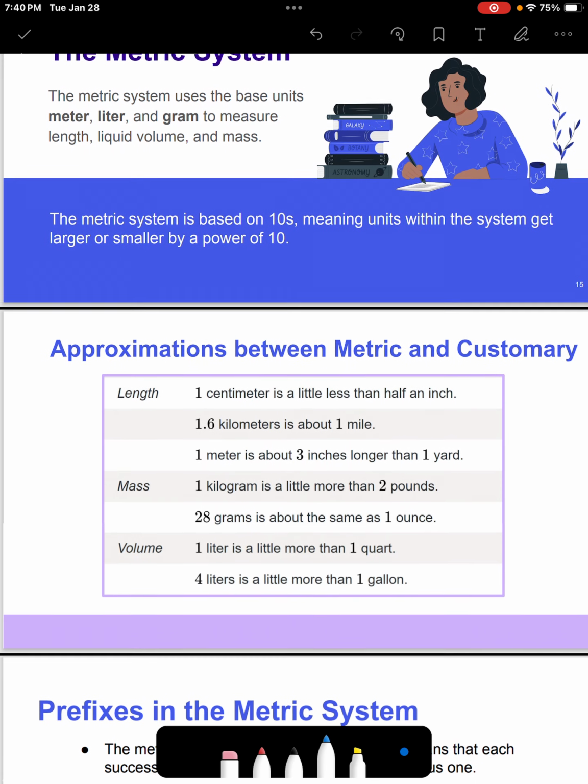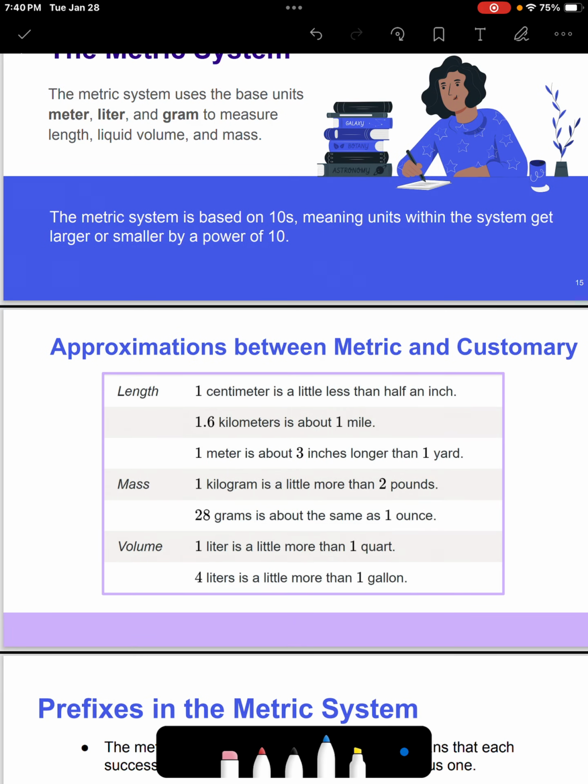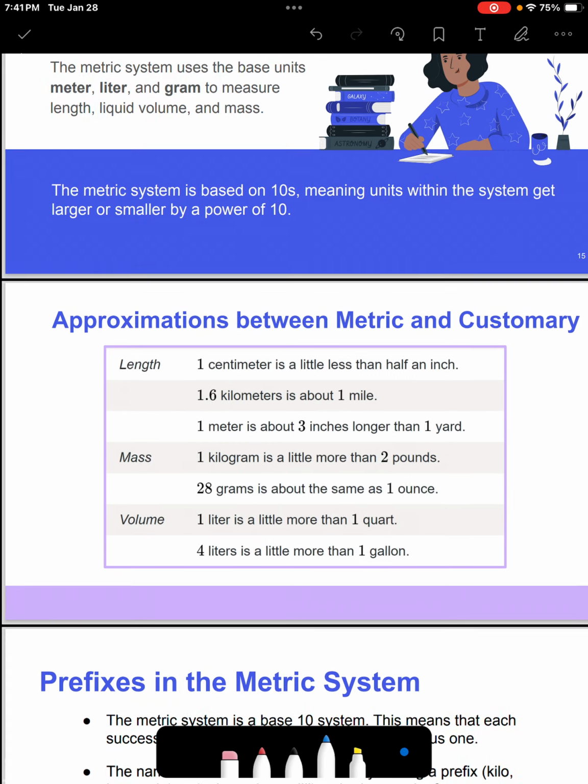So here is your conversion between metric and customary units. 1 centimeter is a little less than half an inch. 1.6 kilometers is 1 mile. 1 meter is about 3 inches longer than 1 yard. 1 kilogram is a little more than 2 pounds. 28 grams is about the same as an ounce. 1 liter is a little more than 1 quart. 4 liters is a little more than 1 gallon.